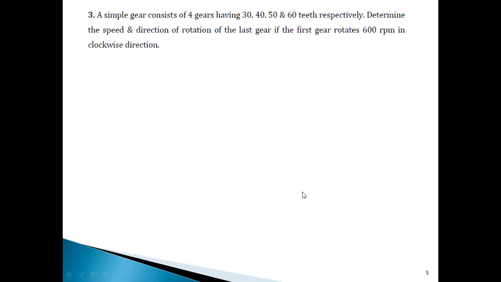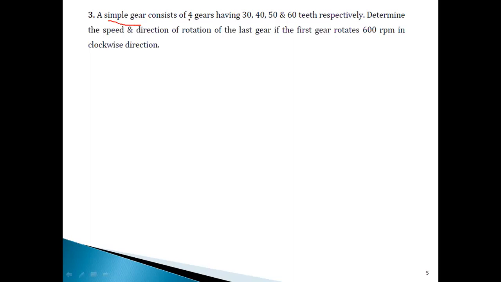Next question. Now if you see here, it again mentions a simple gear, which means it is a simple gear train itself. Read the question carefully. A simple gear train consists of 4 gears having 30, 40, 50 and 60 teeth respectively. Determine the speed and direction of rotation of the last gear if the first gear rotates at 600 RPM in clockwise direction. So it is already mentioned that it is a simple gear train.